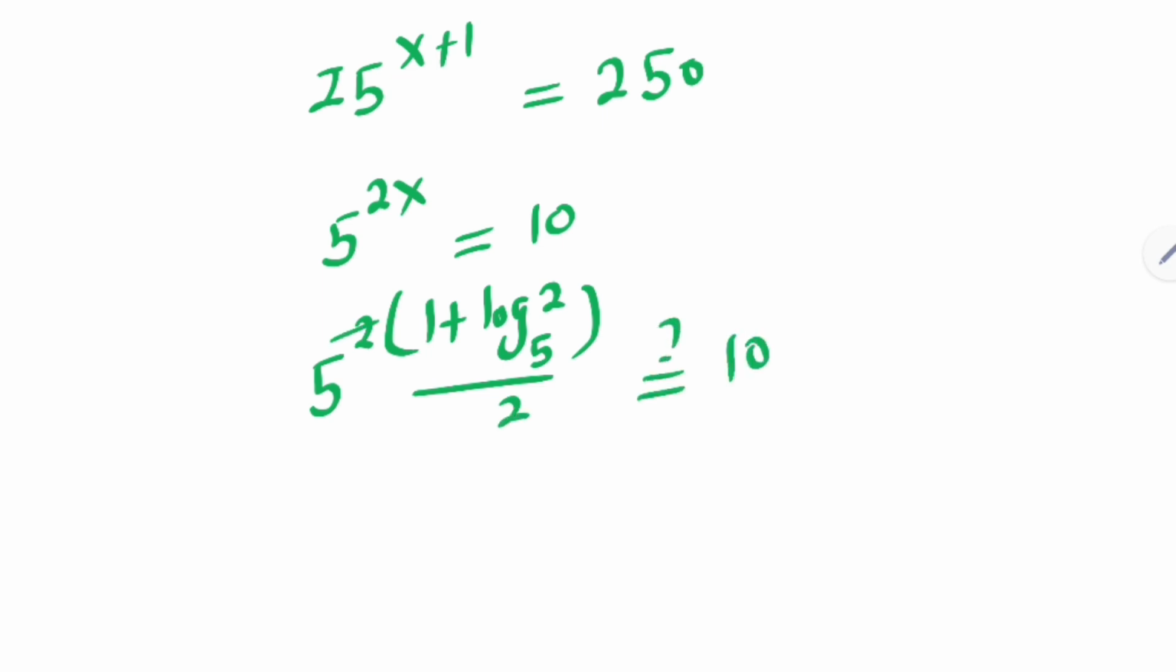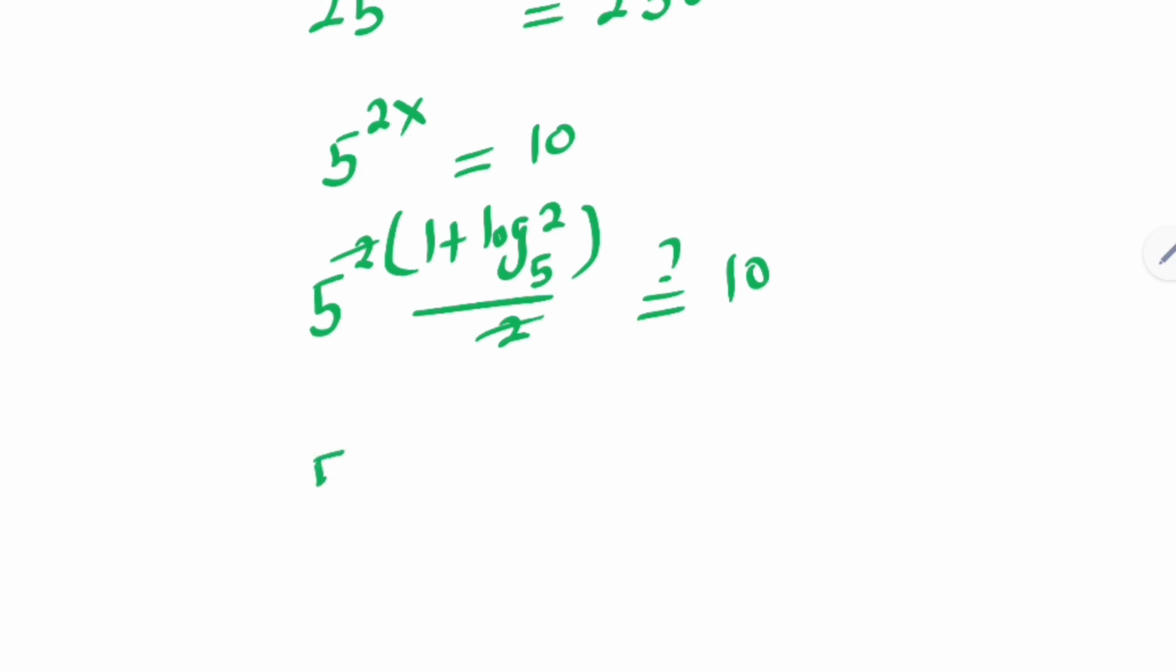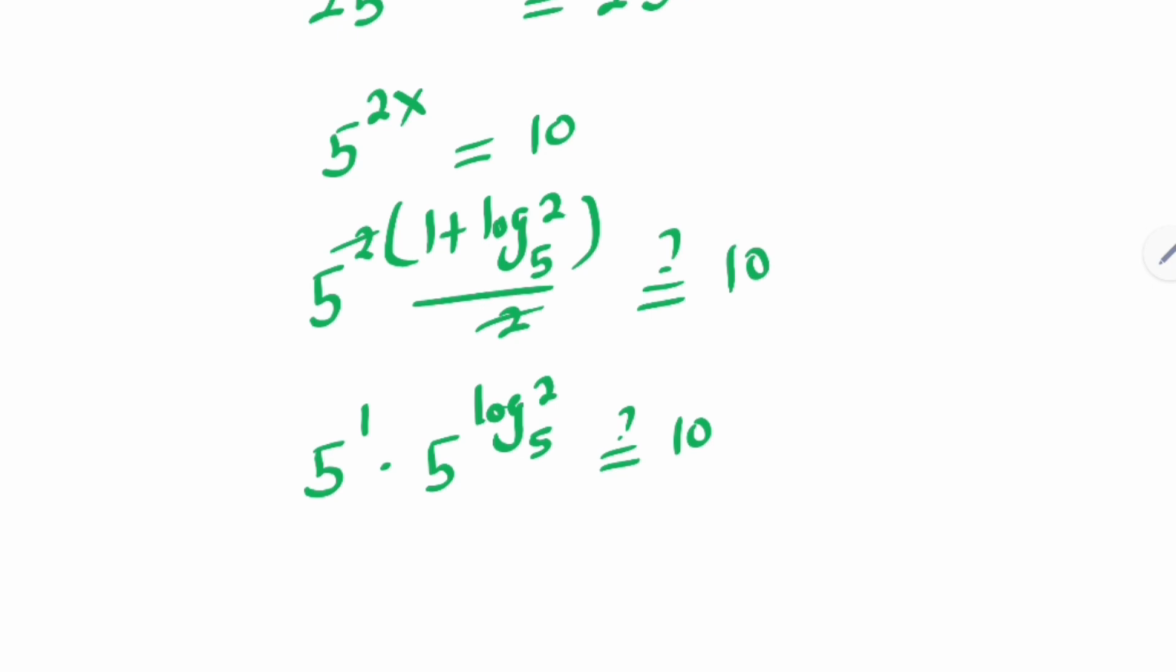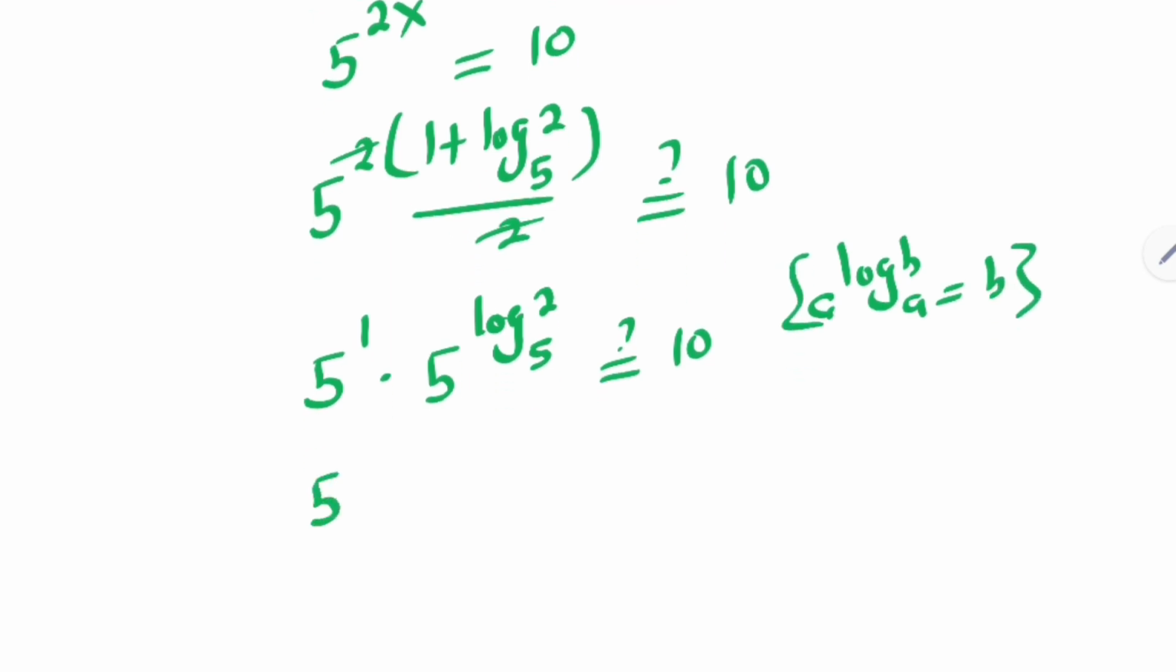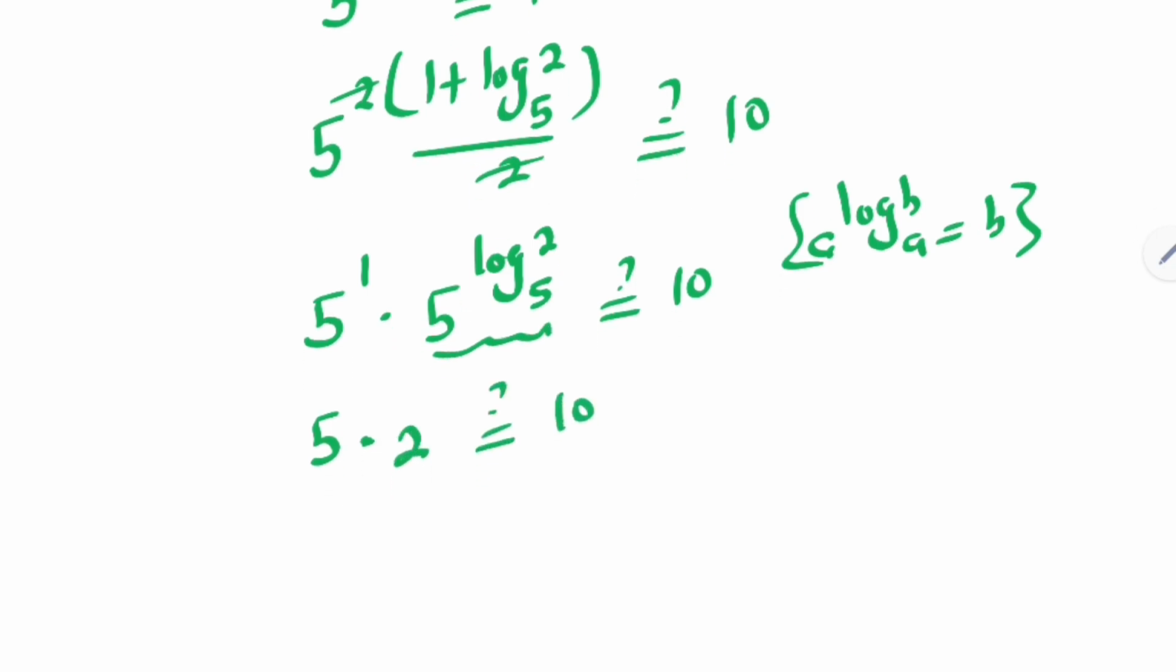To make it easier, this cancels this. We have 5 raised to power 1 multiplied by 5 raised to power log 2 base 5 must be equal to 10. If you have a raised to power log b base a, this is equal to b. Then 5 raised to power 1 is 5 multiplied by the whole of this is 2 must be equal to 10. 5 times 2, this is 10, is equal to 10, which is true.